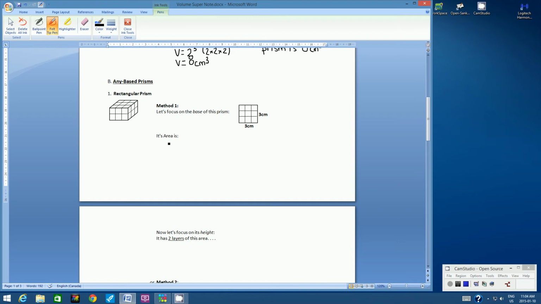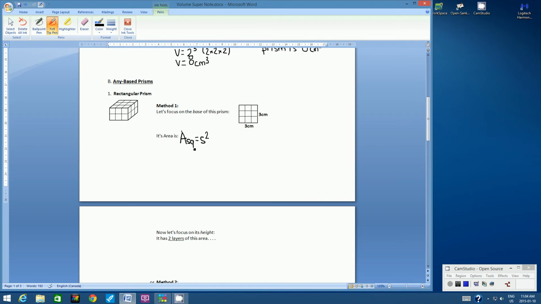Let's focus on the area of this base. Because it's a square, we have to use the correct formula. Area of a square equals s squared. Sometimes in a rectangular prism, the base is not a square. It's most often a rectangle, isn't it? In this case, it is a square.